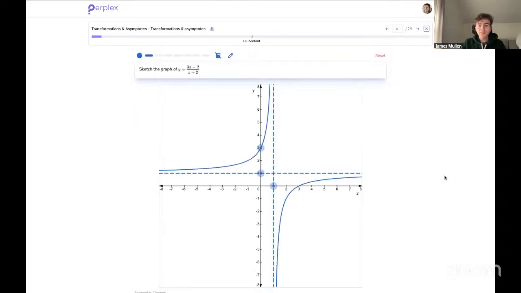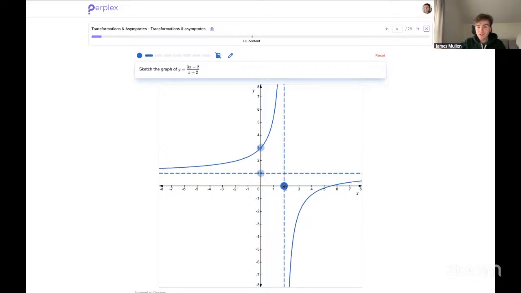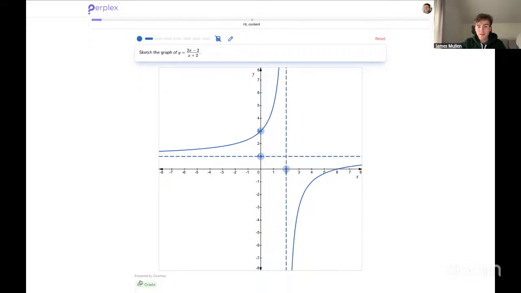So I'm going to give you a minute to do this exercise. I want you to sketch the graph of y is equal to (3x minus 2) over (x plus 2). These you can drag around until you get them in the position that you want, and then you just hit grade to submit your answer. Okay, so I'm going to give you maybe a minute for this.